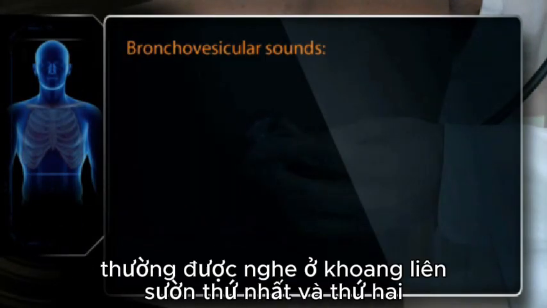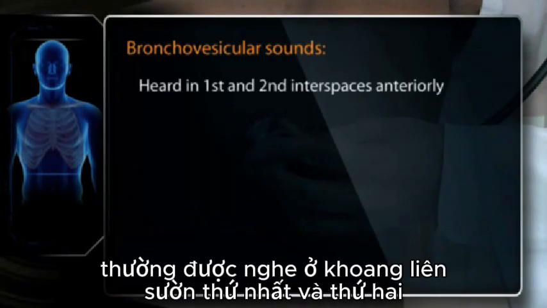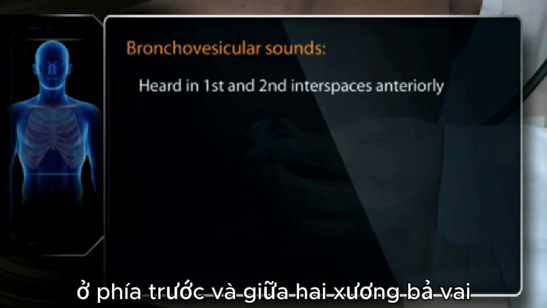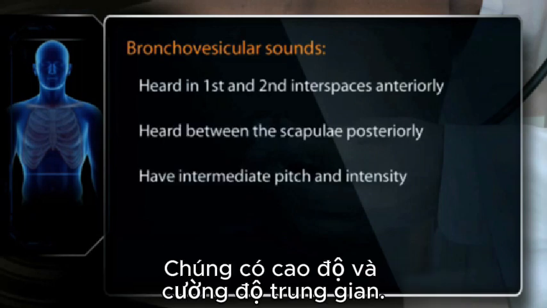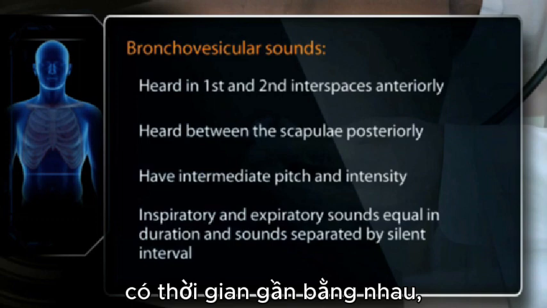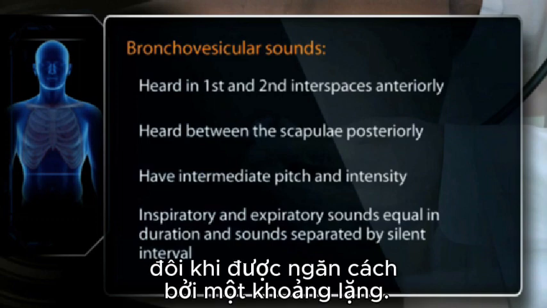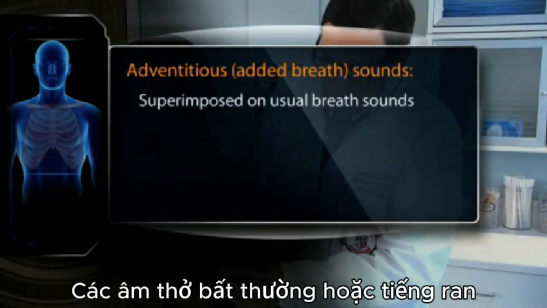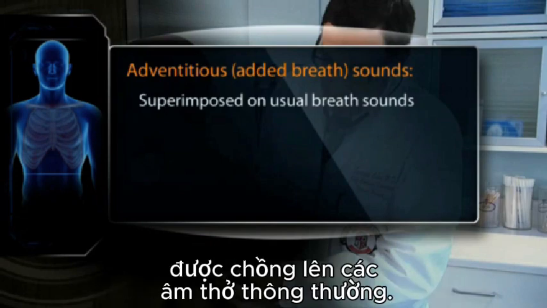Bronchovesicular sounds are often heard in the first and second interspaces anteriorly and between the scapulae posteriorly. They have an intermediate pitch and intensity. Inspiratory and expiratory sounds are about equal in duration, at times separated by a silent interval. Adventitious, or added breath sounds, are superimposed on the usual breath sounds.